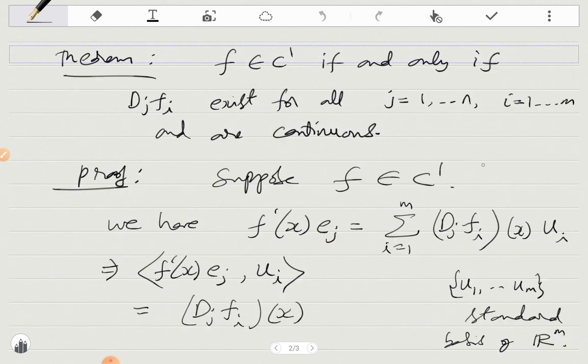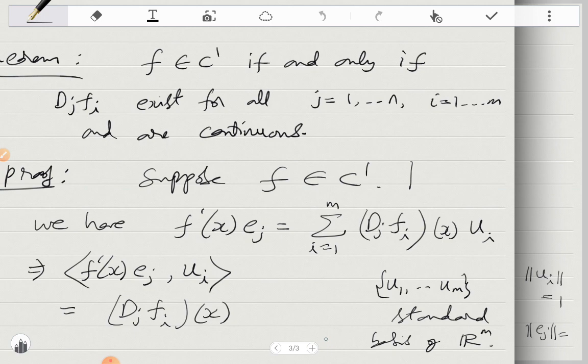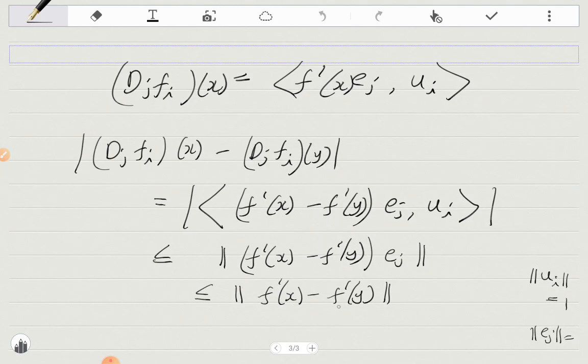f is in C1, so f prime is a continuous map. Therefore f prime x minus f prime y can be made arbitrarily small, and given epsilon, I can make this less than epsilon for suitable x and y. Therefore the same holds true for the partial derivatives.